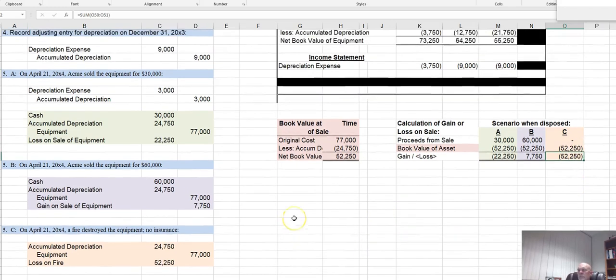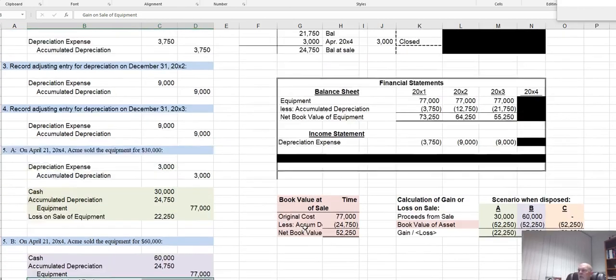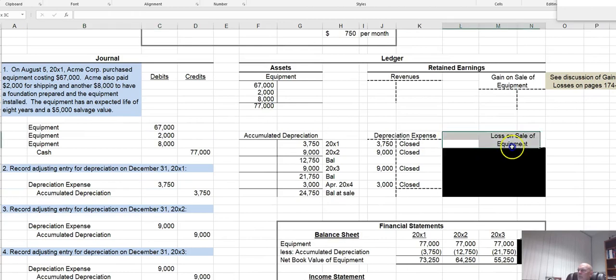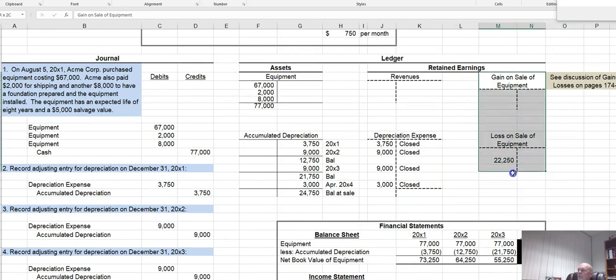Okay, so we've had a couple of new accounts here: a loss on a sale and a gain on a sale, or a loss on a fire too. Gains and losses, where do they fall? Well, in the accounting equation, gains and losses are under retained earnings. Gains are pluses to retained earnings, kind of like revenues, so they're credits. Losses are minuses to retained earnings, kind of like an expense, so they're debits.